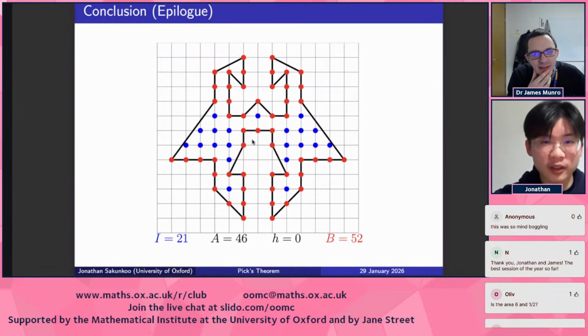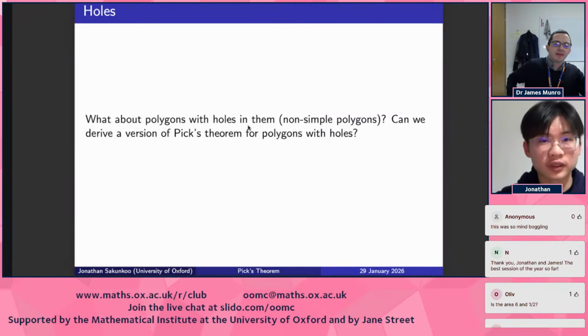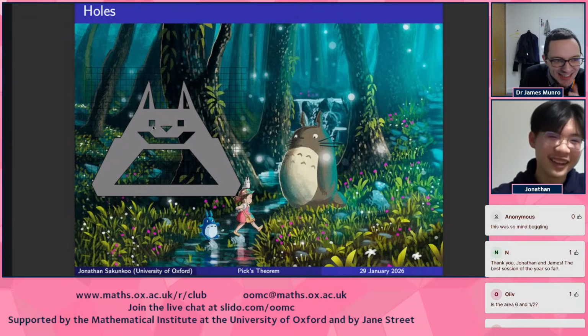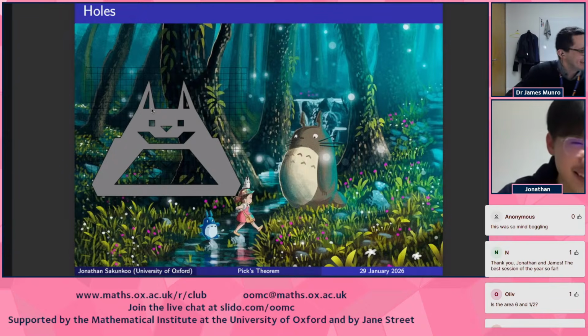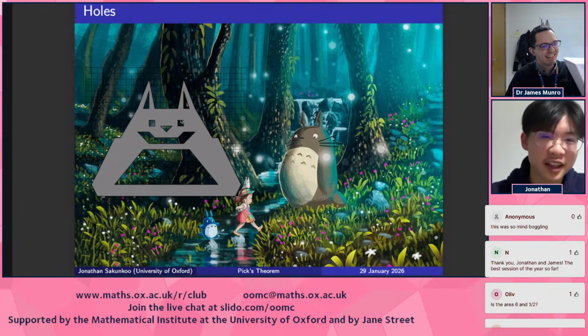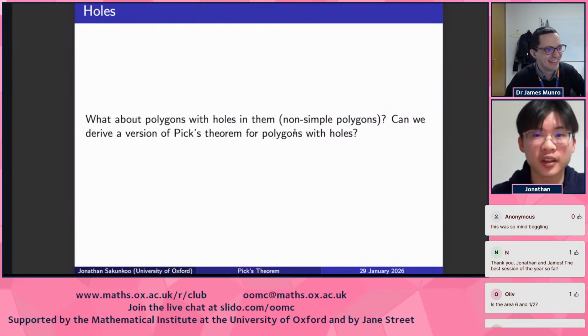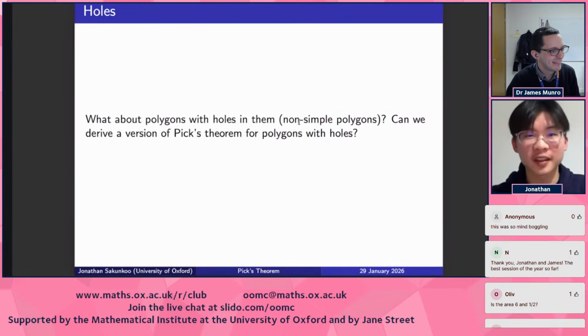Yay! And now going back to the initial hook, the tutorial from a long time ago, I was hoping this would come back because it's got holes in it. It wasn't clickbait, and we have holes in it. How are we going to account for those? These are called non-simple polygons if they have holes inside them.